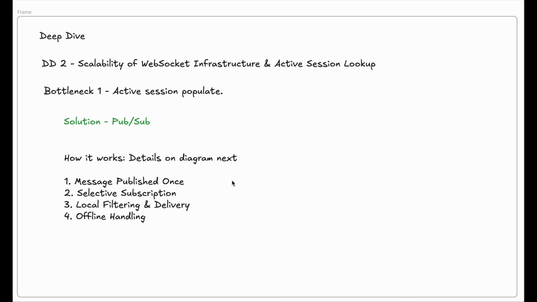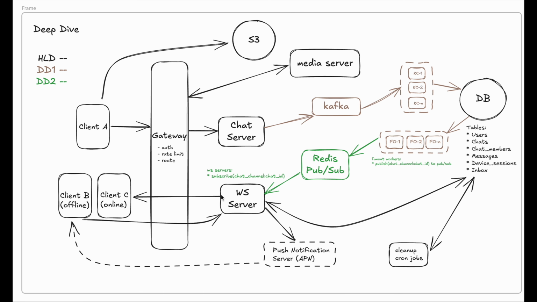Number 3, there's local filtering and also the delivery. Once a message arrives on the subscribed channel, the WebSocket server uses a local session map to forward it to the correct user connection. There's no Redis or DB lookup required. And number 4, this is offline handling. Users who are not connected will not receive this message from the server. Their delivery falls back to the inbox updates and push notification, which has been illustrated.